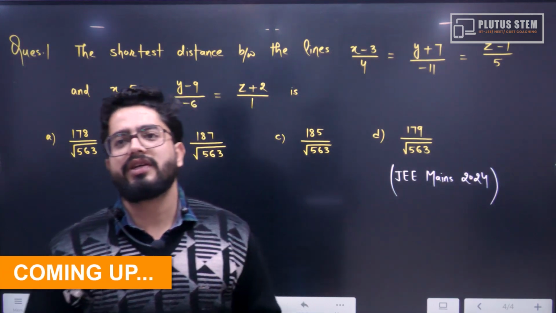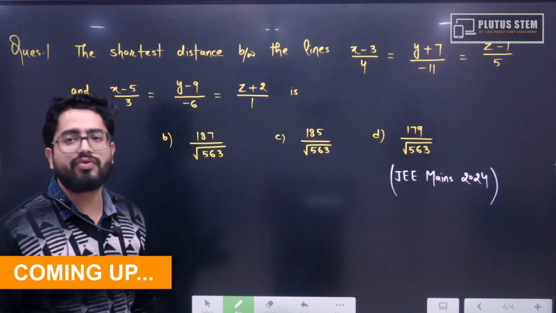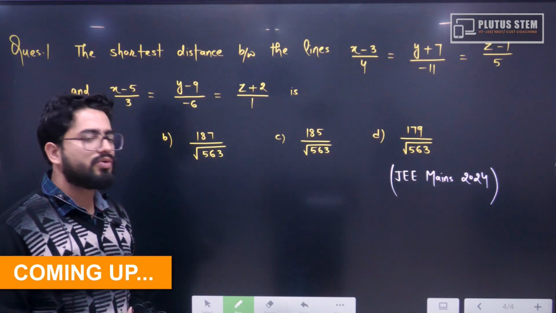Now let's start one question based on your concept, that is shortest distance between two lines, and that is from your pre-YQs, 2024.